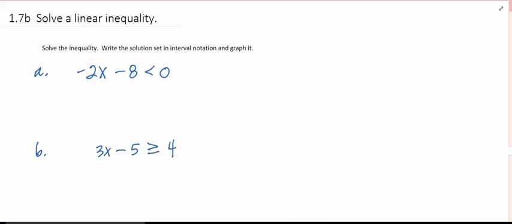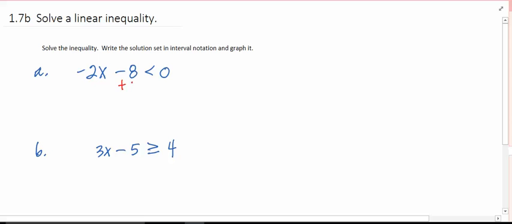Alright, so in this video we're going to solve a linear inequality. In addition to that, we're going to write the solution set in interval notation and we're going to graph it. I'll actually probably do those steps in reverse order, but I'll show you my reasoning for that. First of all, we're going to solve the inequality.